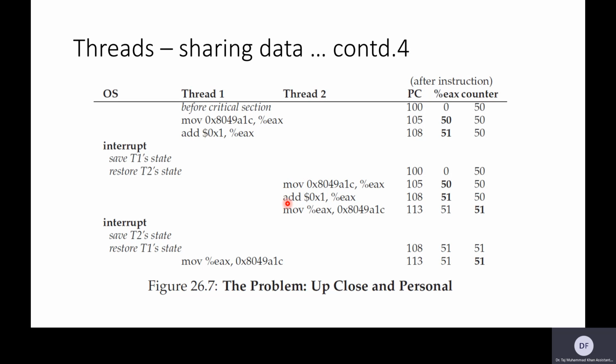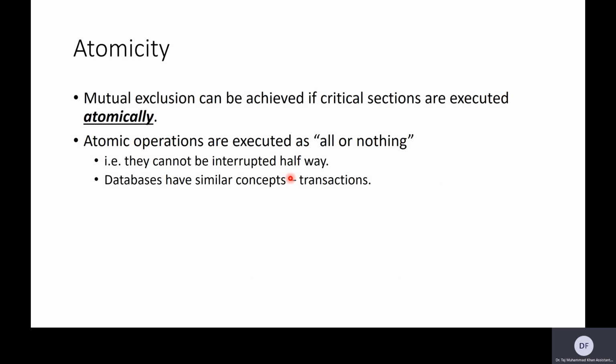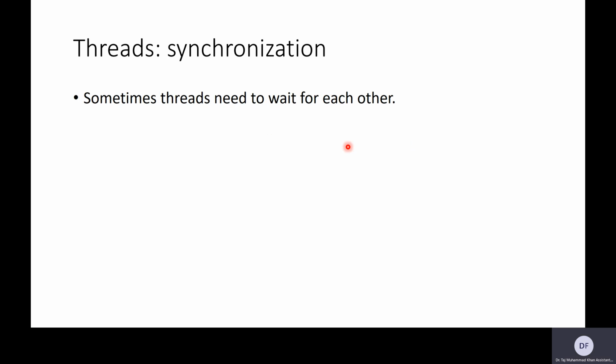Thread T2 should enter its critical section only after thread T1 has finished its critical section. So critical sections should be executed atomically in an all or nothing fashion. If they are executed atomically, then we can make sure that only one thread is in the critical section at any given time, and we can achieve mutual exclusion.